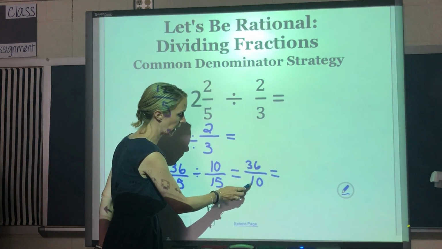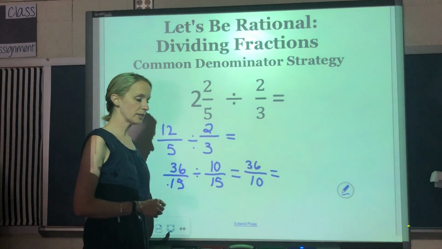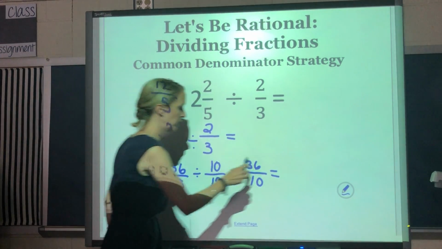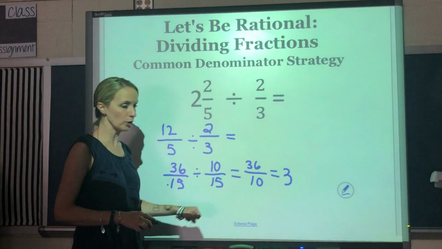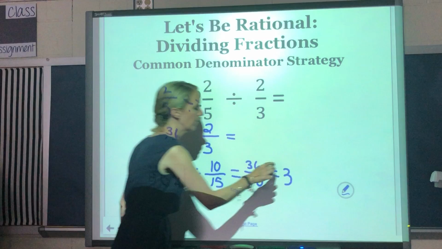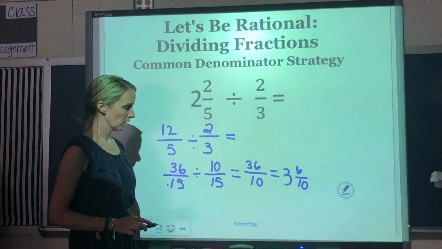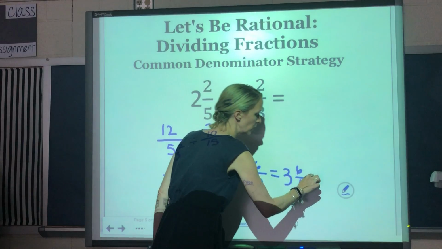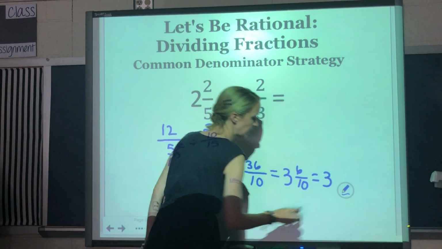So I'm going to say, okay, how many whole groups of 10 can I get out of my 36? So that would be 3. So I have 3 whole groups. So that takes care of 30 of my tenths. And I have 6 tenths left over. Okay, and we're still not quite fully simplified. So now I know I've got 3 and my 6 tenths.